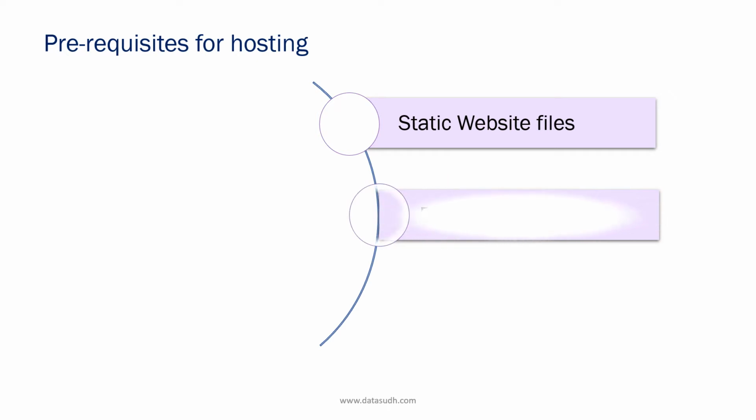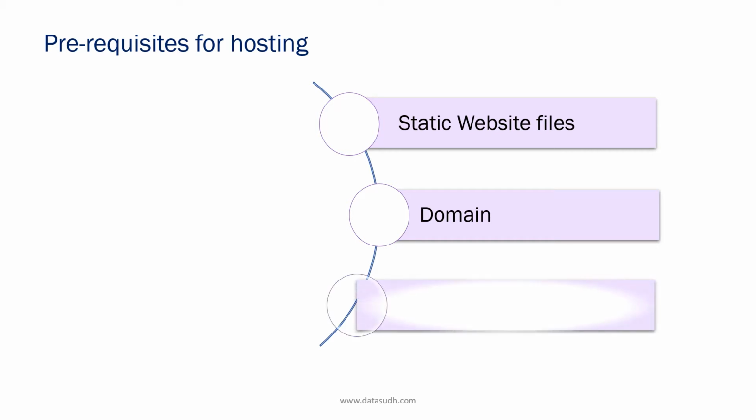The second is the domain. This is the place where the user request will come, that is www.something.com, where something.com is your domain. Third is a Google Cloud account. This is the place where the actual hosting will take place.